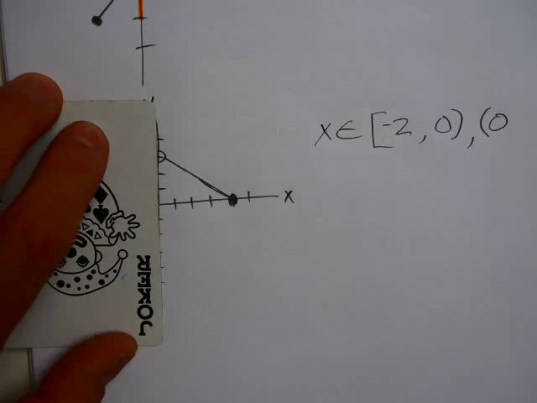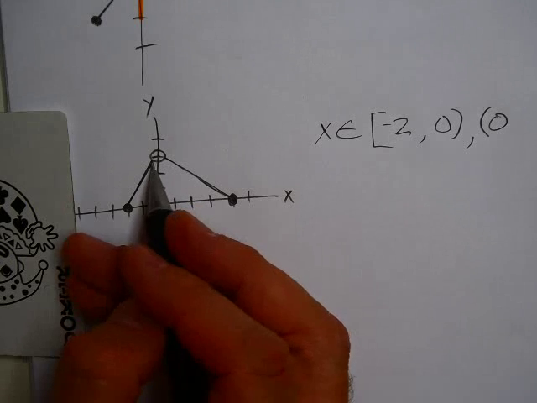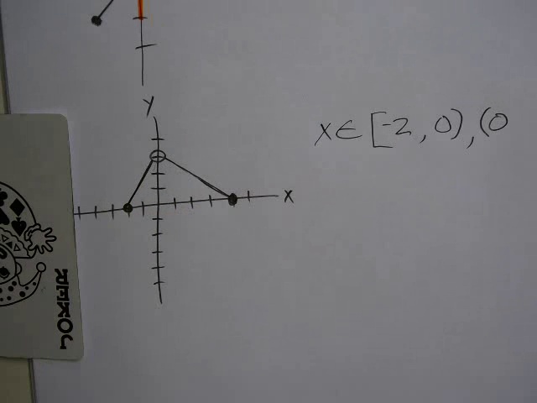Because 0 is a hole. Everything up to 0 is okay. Everything after 0 is okay too. But 0 has a hole in it. There's no point there. It's a non-point.